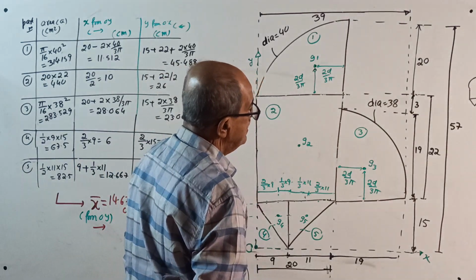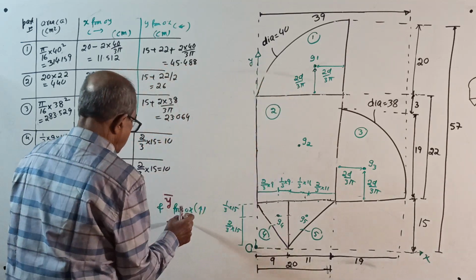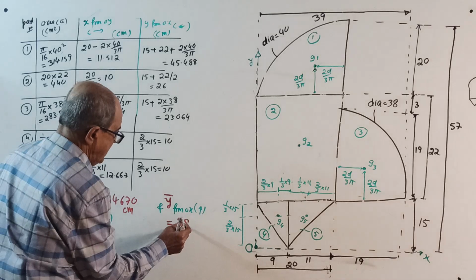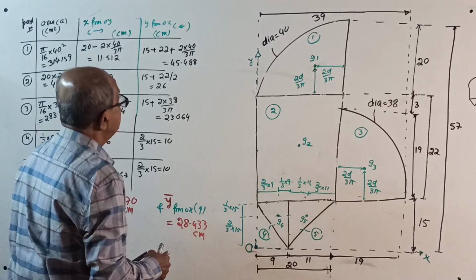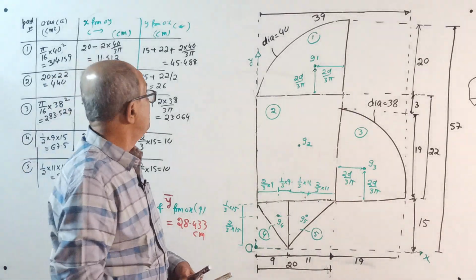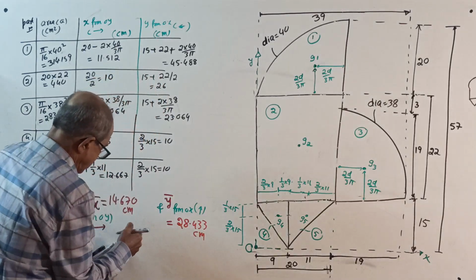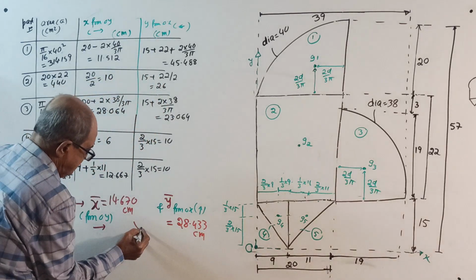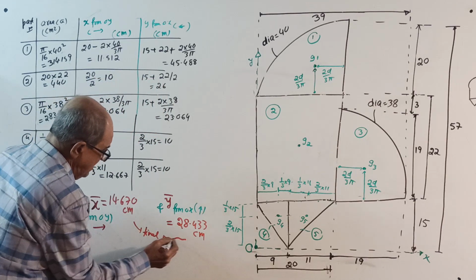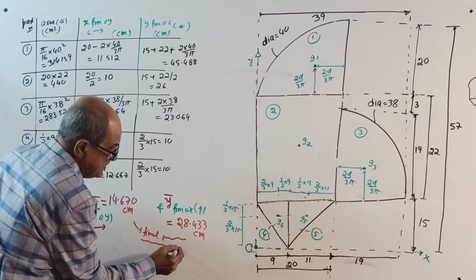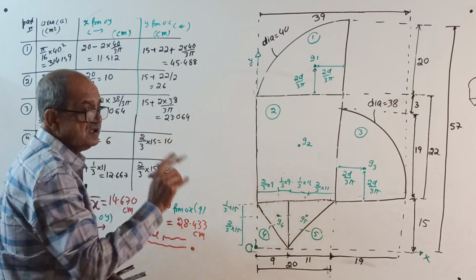And Y bar is 28.433 centimeter. Everything over now. Now you go for the final presentation. Final presentation means presenting the location of the centroid systematically. I will tell you a little later.